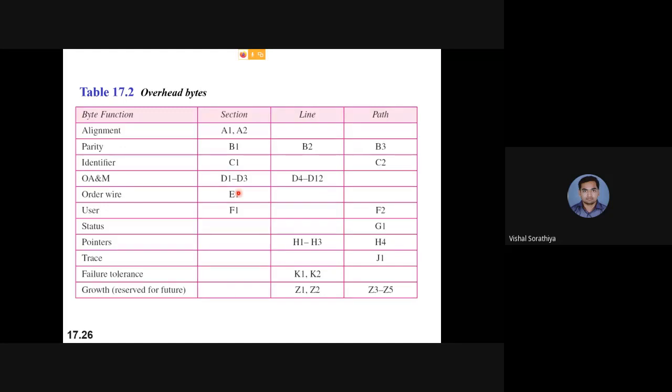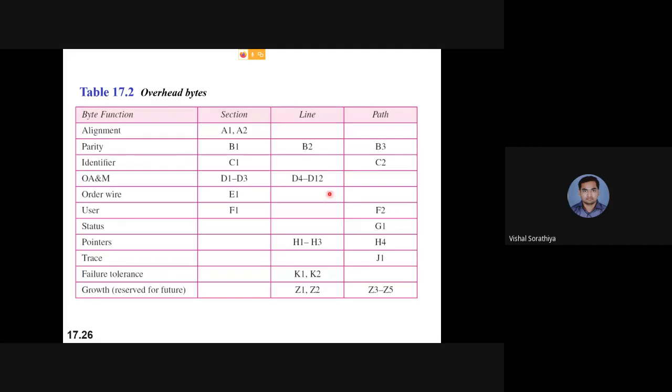So in overhead bytes, there are different kinds of classification. What are the byte functions? Alignment of the bits, giving the parity, identifier, OAM management bits, order bits, failure tolerance, trace, pointer, status. Several types of functions are there, which are going to be performed at the different layers. In the section layer it is up to the user, while in the line, pointers, failure tolerance, and growth are applied. While in the path, parity, identifier, user status, pointer, trace.